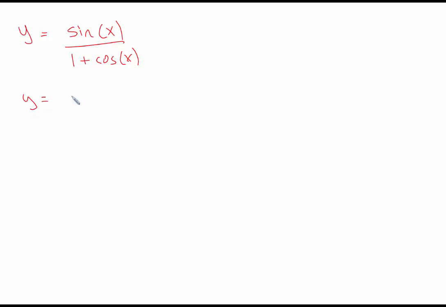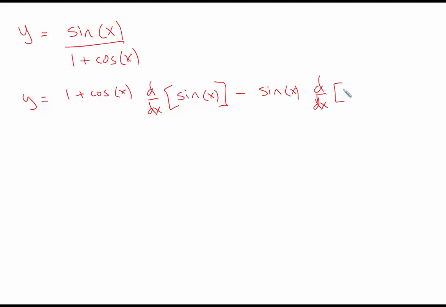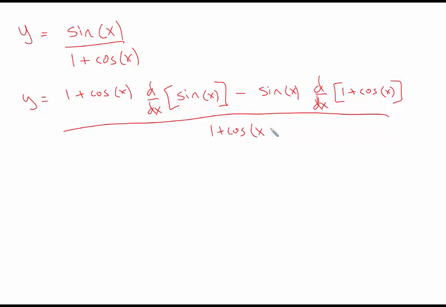So we have y is equal to our low function, 1 plus cosine of x, times the derivative of our high function, minus our high function times the derivative of our low function, 1 plus cosine of x, all over our low function squared, 1 plus cosine of x squared.